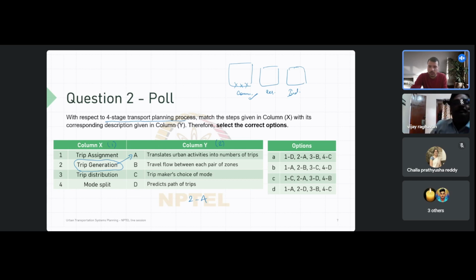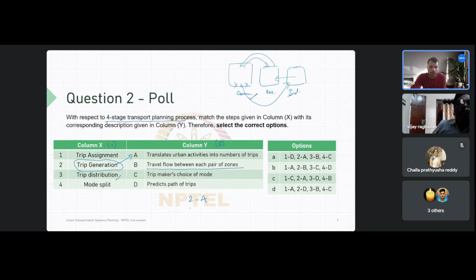So then we have second, we do trip distribution. Trip distribution is after we know the number of trips, we need to find how many will go from zone 1 to zone 2, how many will go from zone 2 to zone 1, zone 1 to zone 3, zone 3 to zone 2. We'll need to find the interchange of trips. So trip distribution will be travel flow between each pair of zones.